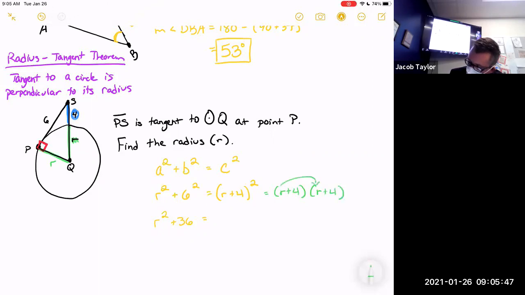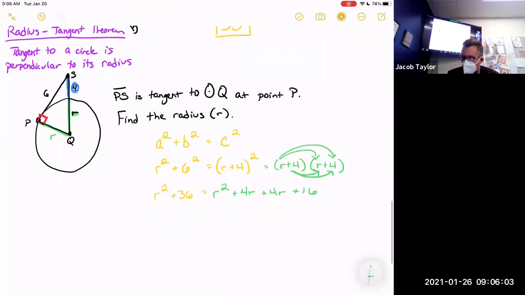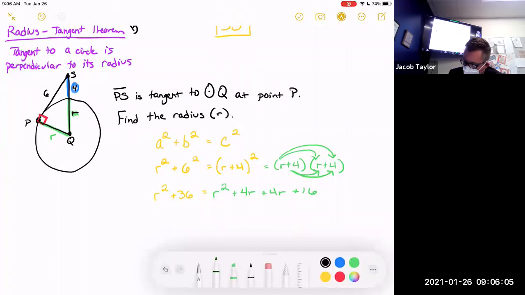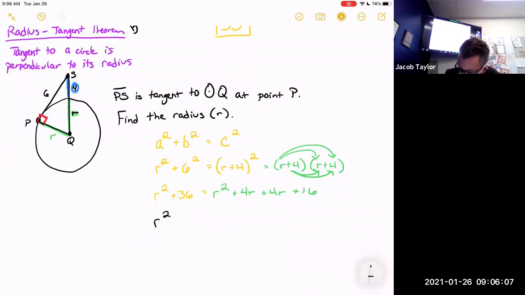When I distribute, R times R is R squared. Wouldn't it be R squared plus 8R plus 16? Yes. 4R plus 4R just gives me 8R. So it's R squared plus 36 equals R squared plus 8R plus 16.